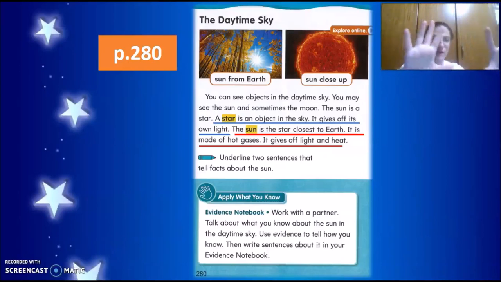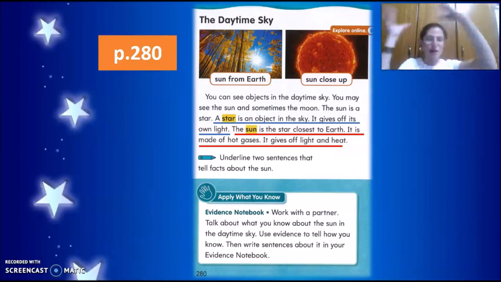Again, the sun is the star closest to Earth. What is it made of? It's made of hot gases, really hot. If you touch them, you'll get burned. Okay, so what about the sun? The sun is the star closest to Earth.